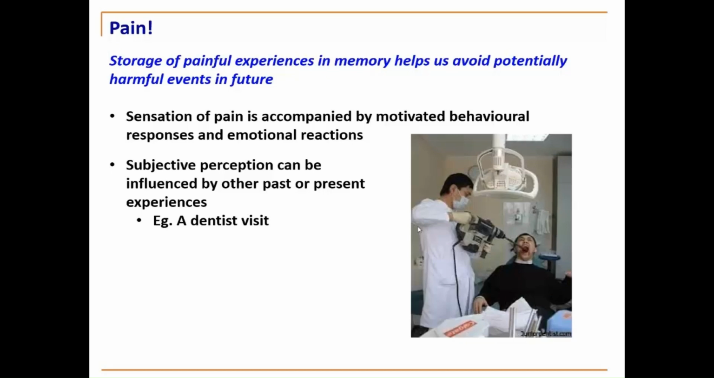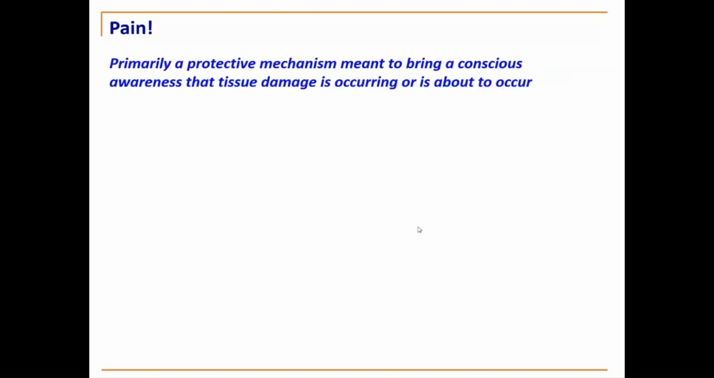And subjective perception can be influenced by other past or present experiences. For example, a dentist visit. Subjective perception can include things like the heightened pain perception accompanying the fear of the dentist. You basically go into the dentist and you're already in fear of what's going to happen. Or you may get a lowered pain perception in an injured athlete during a competitive event, for example. These emotional memories are stored within the limbic system, which is our emotional center. And as I've said, pain is primarily a protective mechanism, bringing to us a conscious awareness that tissue damage is occurring or is about to occur very soon.